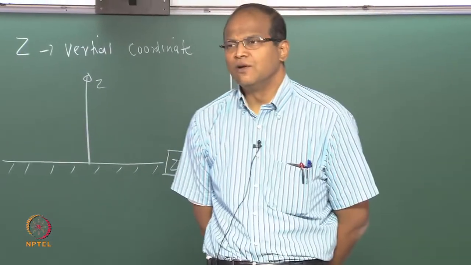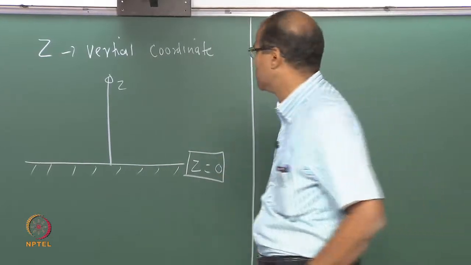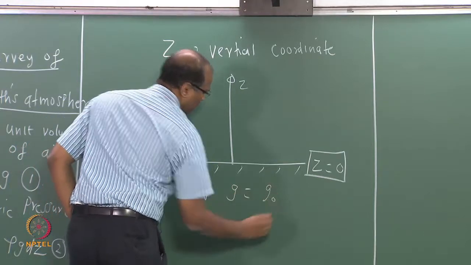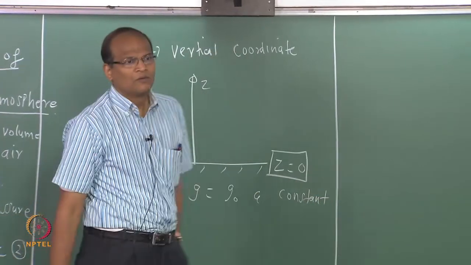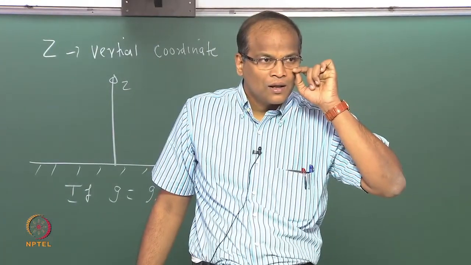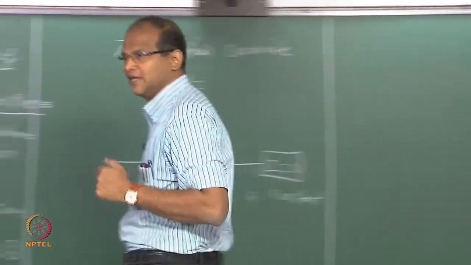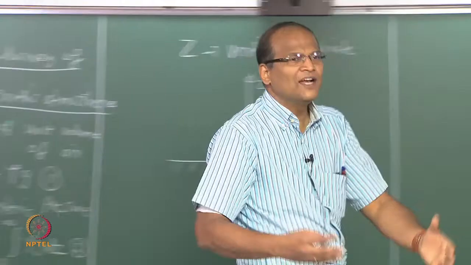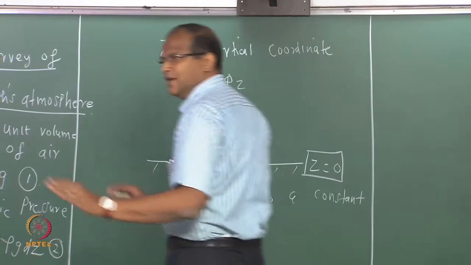So, can we make a reasonable assumption now to make it simpler? g is a constant. What is it I am trying to say? If g is a constant equal to g naught means what? Why am I saying g naught? At z equal to 0, exactly. So at the surface of the earth, the acceleration due to gravity is g naught, which is agreed upon as 9.81 meters per second square.